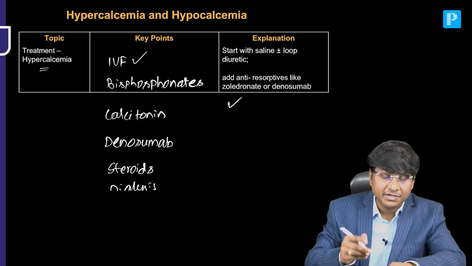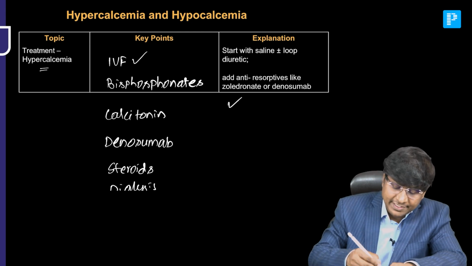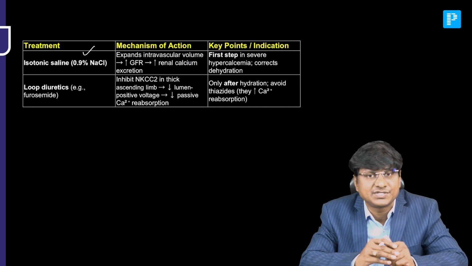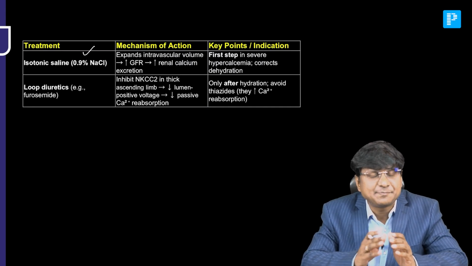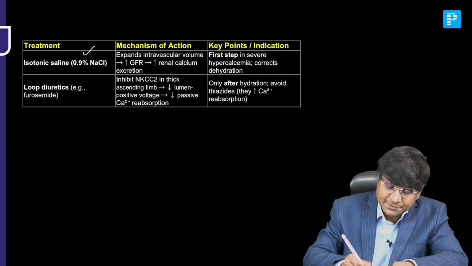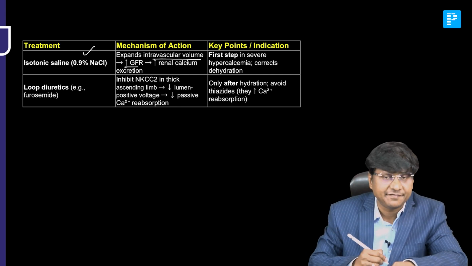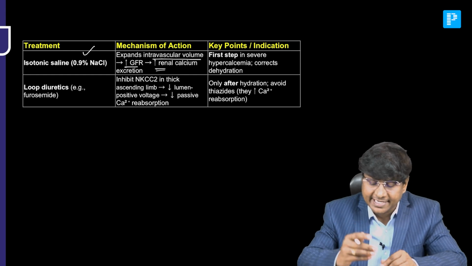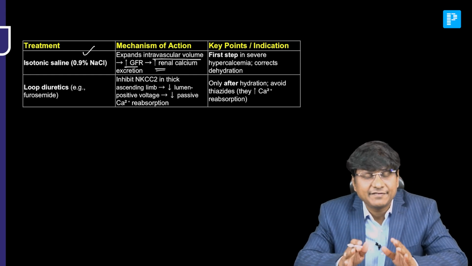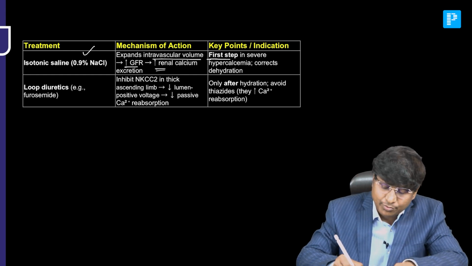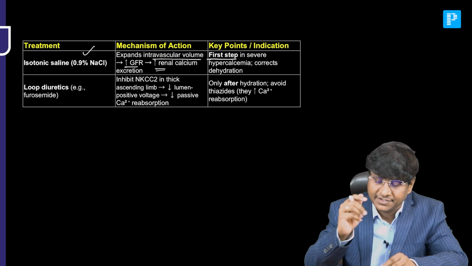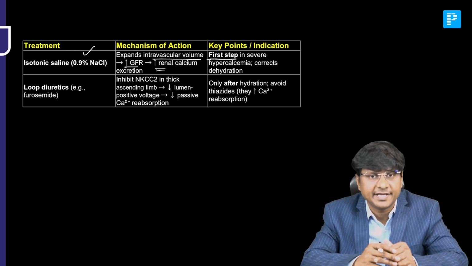Whenever you're giving IV fluids, which particular IV fluid do you need to give? 0.9% sodium chloride has to be given. This 0.9% sodium chloride expands the intravascular volume, increases the GFR, and increases the renal calcium excretion. So this IV fluid, normal saline, is considered to be the first step in severe hypercalcemia, and it will correct the dehydration.